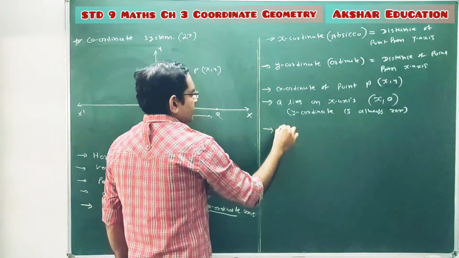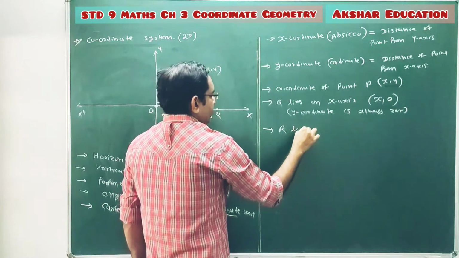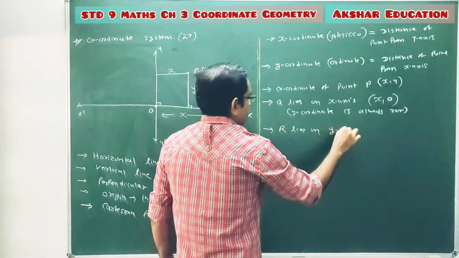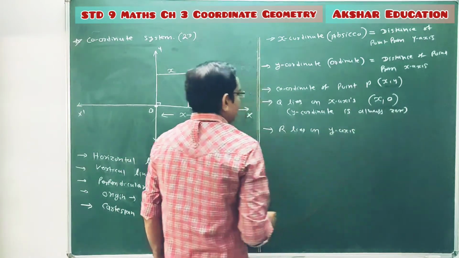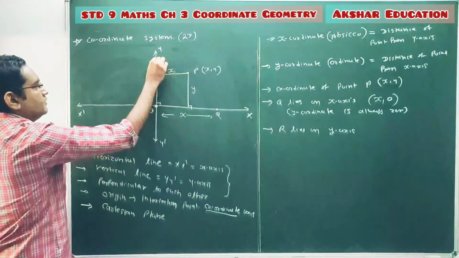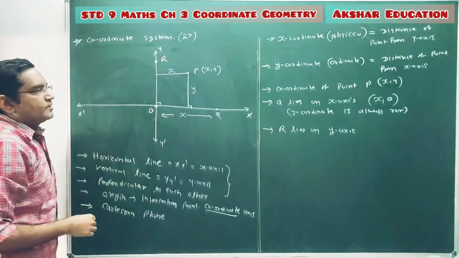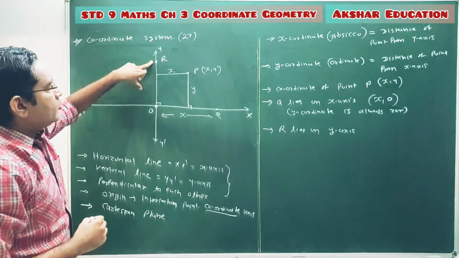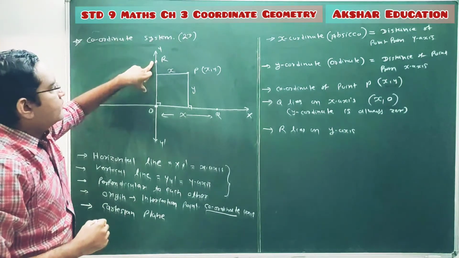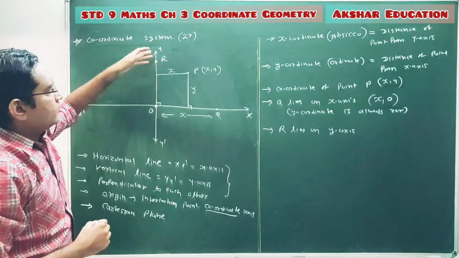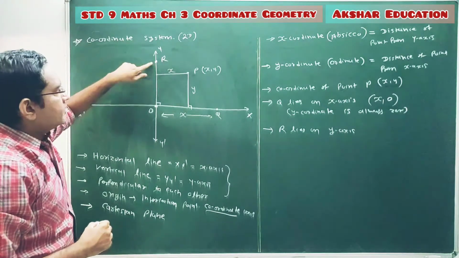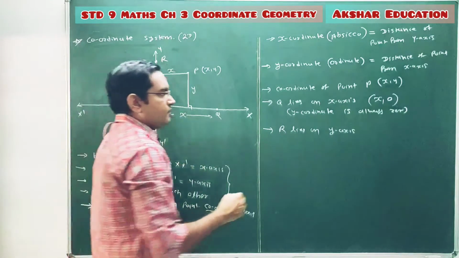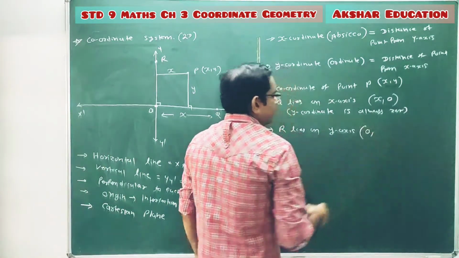Let us now consider one point R which lies on the y-axis. Now this point lies on the y-axis. So what is the x coordinate of this point R? X coordinate means distance from the y-axis. So the point lies on the y-axis, so the distance of this point R from the y-axis is 0. So the x coordinate is 0.